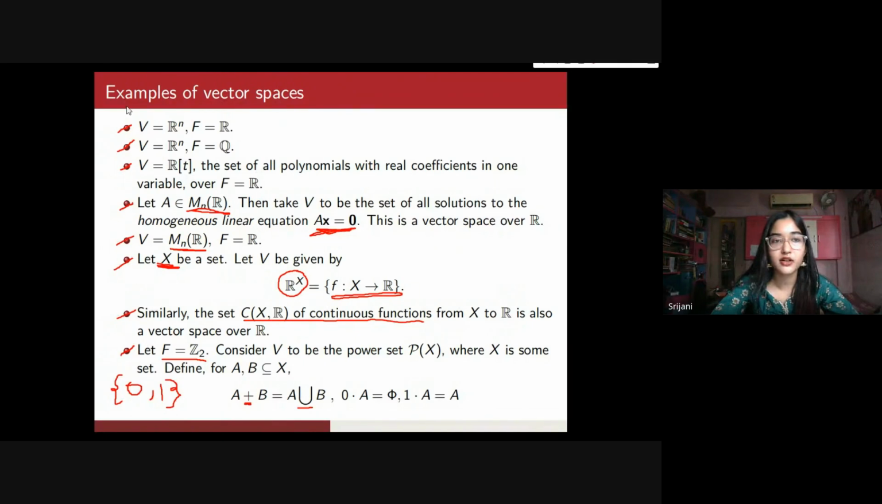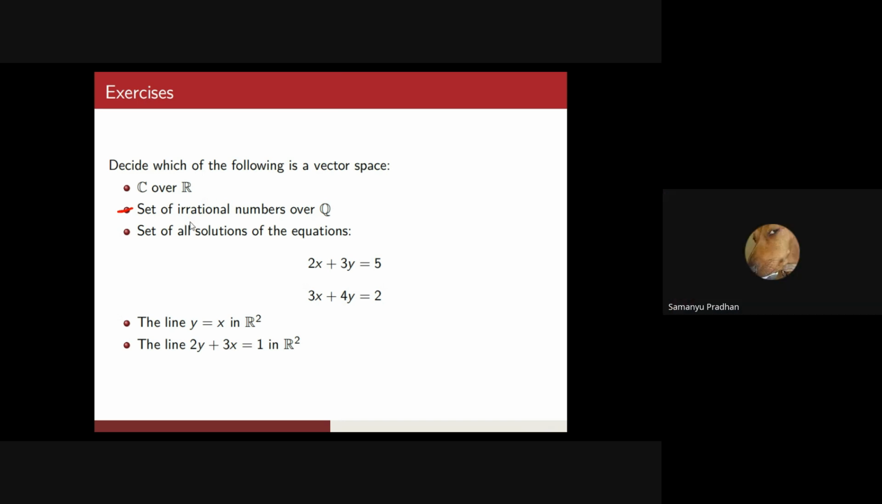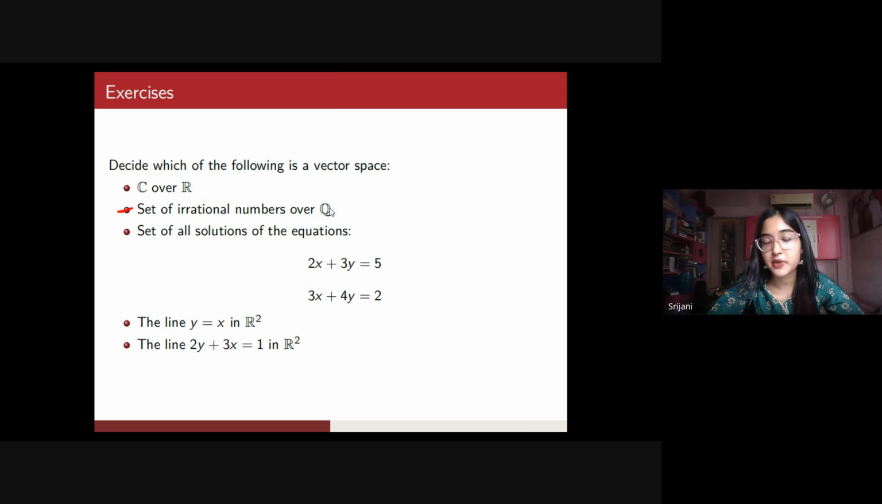So are the examples all clear? Why do all these form vector spaces? Now to prove that this is a vector space, you need to write down all the axioms and show that it satisfies all the axioms. These are some exercises for you to do. So just tell me the answer of this one. Will the set of irrational numbers be a vector space over Q?